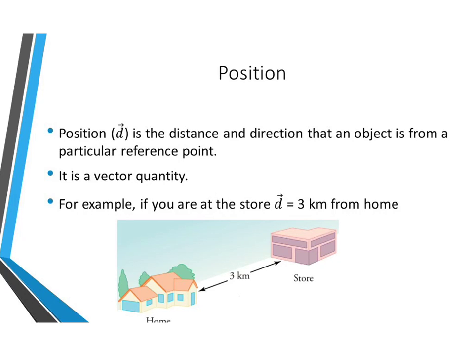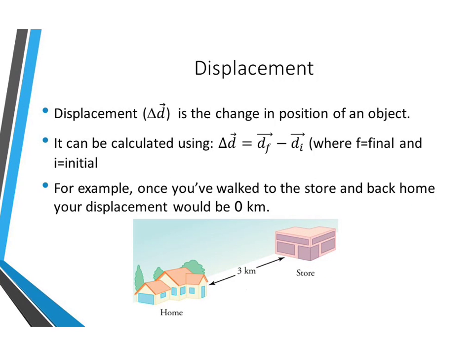So if you're at the store over here, you are 3 kilometers from home. So the from home part is our direction. It doesn't have to be an east, north, south, west direction. It can just say from a particular point. And that is our position. So our position when we're at the store is 3 kilometers from home.